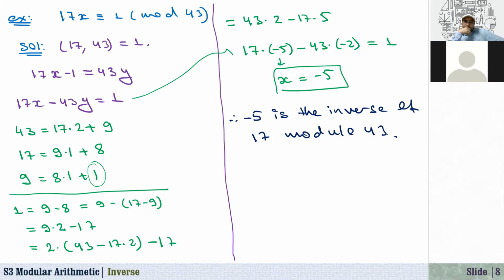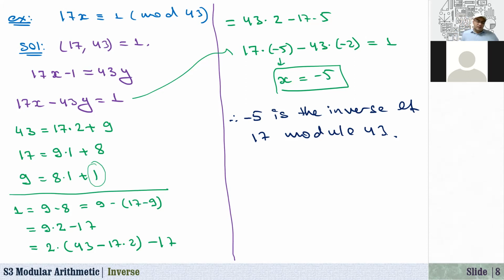Okay. And of course, if you just add, for example, 43, it will be, what is it? 38, or 38 is the inverse of 17. If we have to find the smallest positive number at the time, what is it? It will be 38, right? 38 is the inverse of 17 modulo 43. That means that if you multiply 38 by 17 and subtract 1 and divide by 43, you will get an integer.